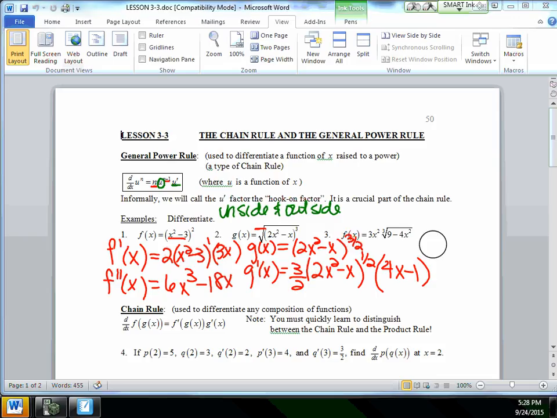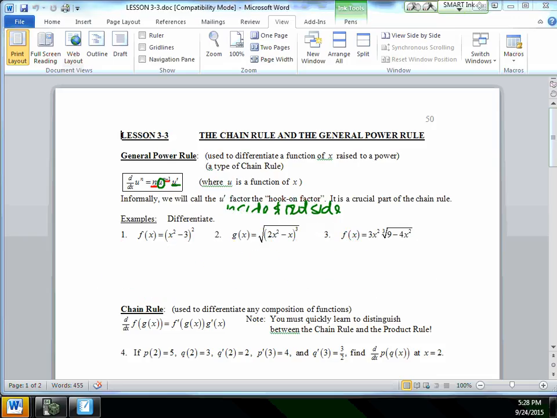Okay, example number 3. Now looking at this one, I can see 2 different functions. There's one, there's another. So now that means I'm going to have to do a product rule because I have multiplication going on. I'm going to have to rewrite that as a power, so I'll just do that right now. Now let's do the product rule.